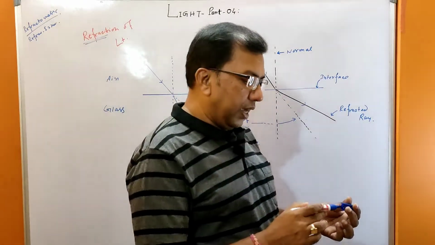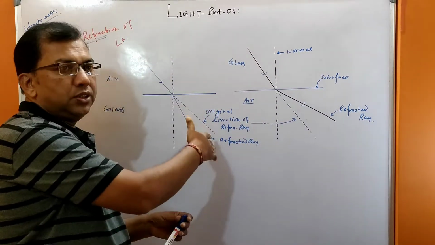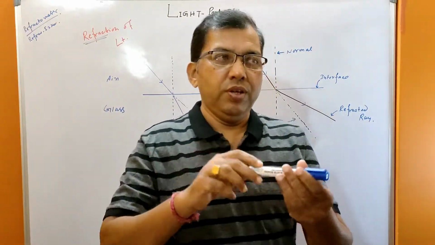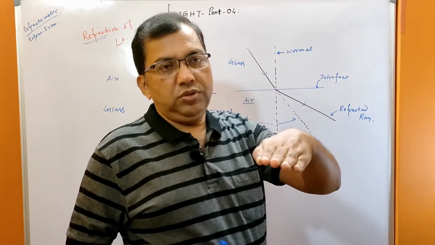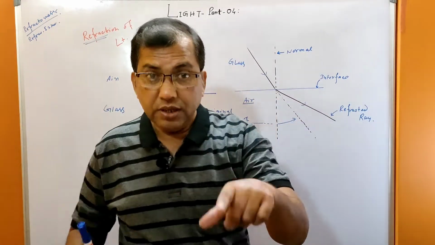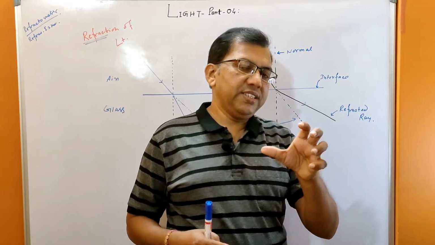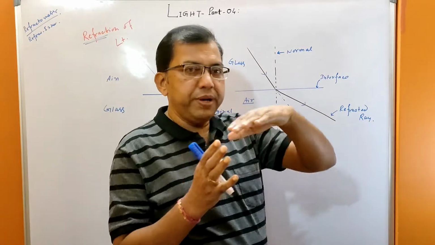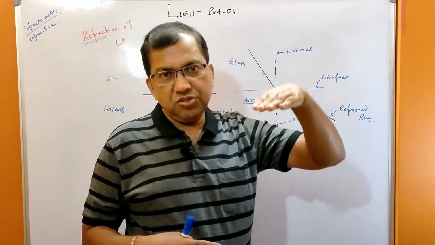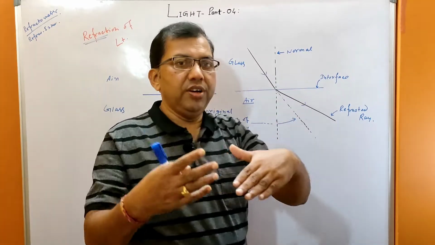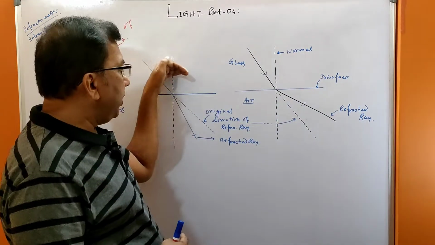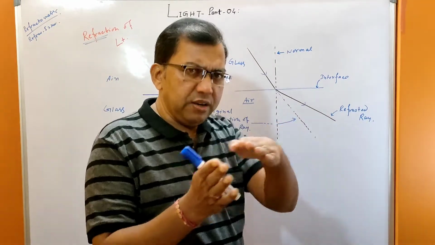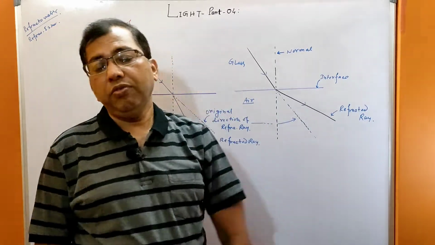So in that case, light passes through these two media, and there is a bending, light bends. It is not straight. There is a bending of light. So what is refraction? Refraction is when a ray of light, obliquely, enters from one medium to another medium, it bends slightly. This is known as the refraction of light.